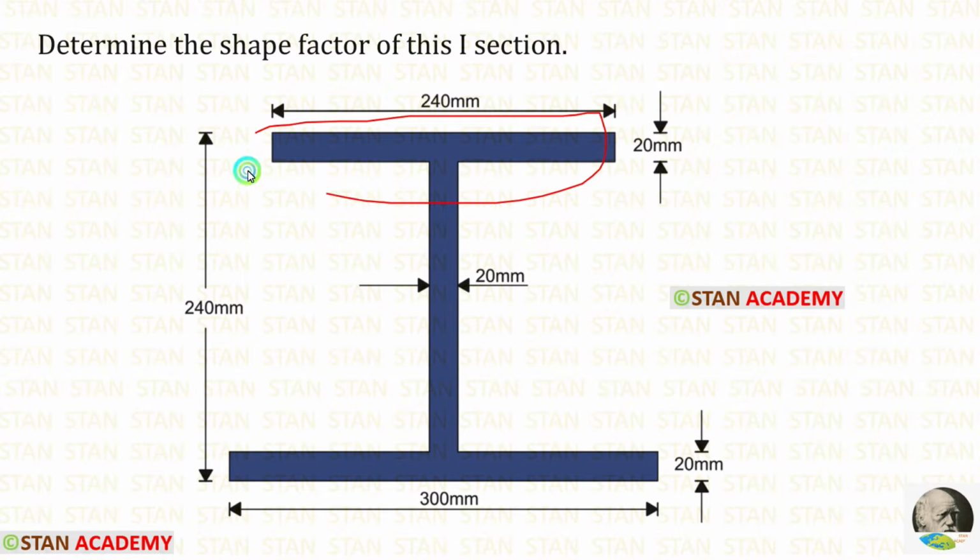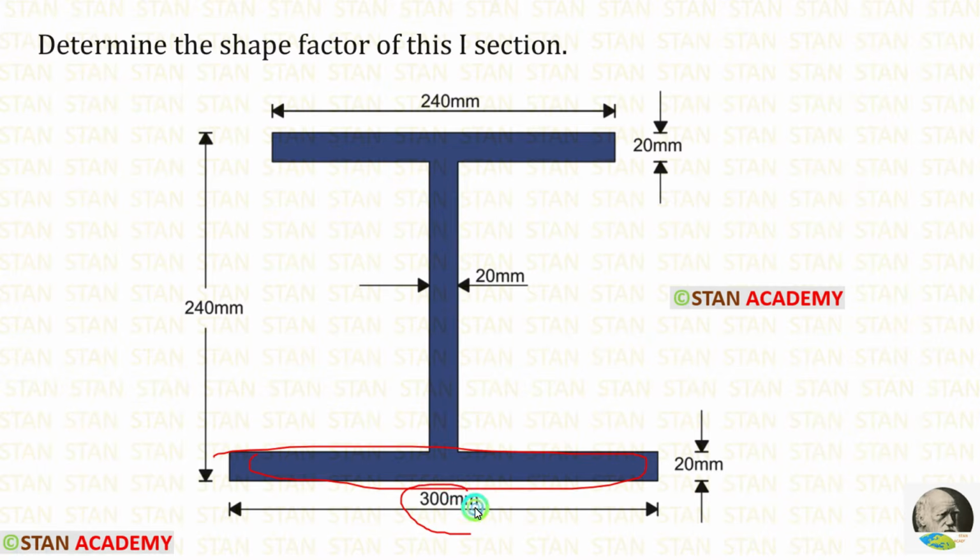In the top flange, the breadth is 240 mm, thickness is 20 mm. In the bottom flange, the breadth is 300 mm, thickness is 20 mm. The thickness of web is 20 mm. Overall depth is 240 mm.